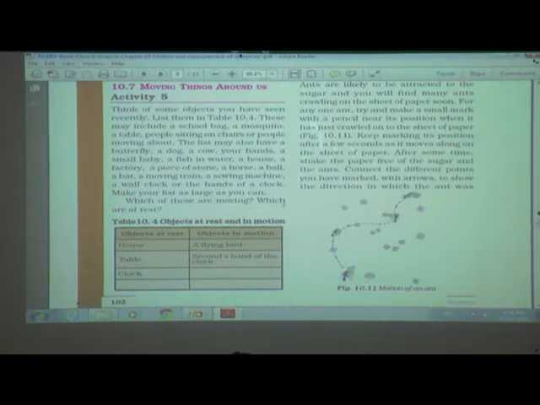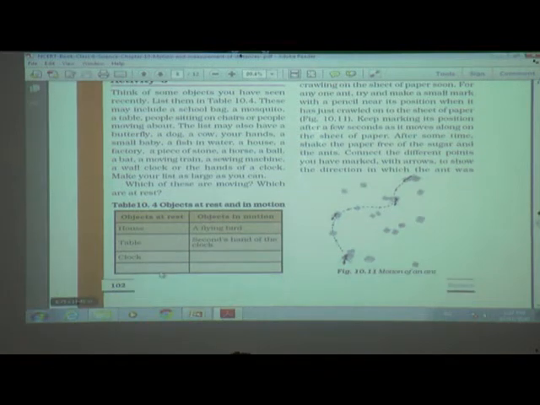Which of these are moving and which are at rest? So like this you have to make the table. House will come in objects at rest, and in objects in motion, a flying bird. Can a table fly? No. So it will come in the rest column. Even the seconds hand of the clock moves from time to time, that's why it will come in the motion column. Can a clock move from place to place? No. So it will come in the rest objects.